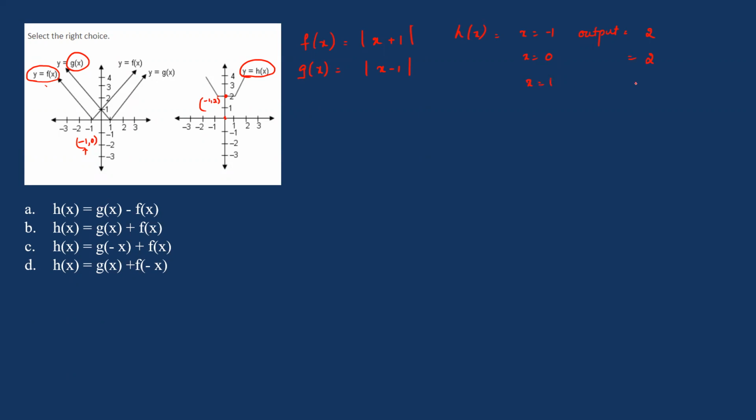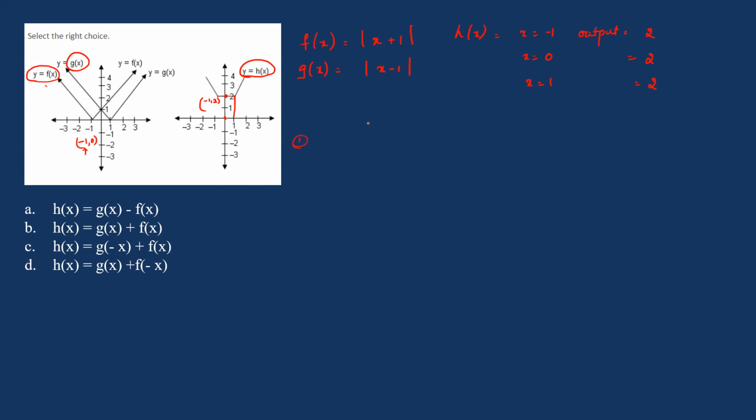At x is equal to 1 also, the output is 2. If you observe, this point is also. All these coordinates are -1, comma 2, 0, comma 2, and 1, comma 2. Clear? Now, how do we solve this? Let's look at the options here. Now, h of x is equal to g of x plus f of x. Okay, or let's replace these options.